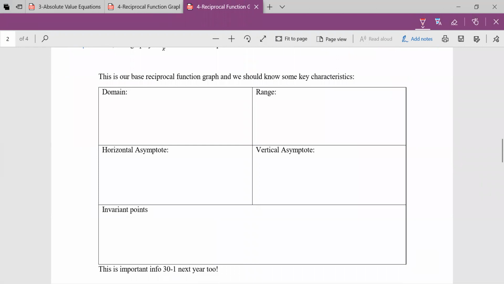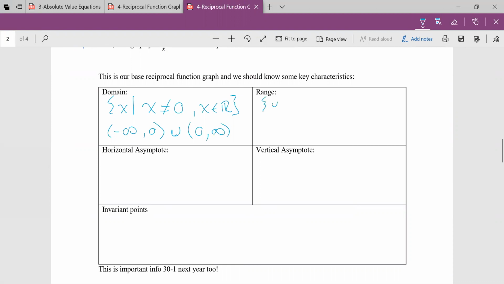What's our domain? Well, our domain is infinite, but it can't be 0. So I could write it like that. Or if you wanted to use interval notation, you would say union. That's what that symbol is right there. Okay, the range. The range is the same thing.